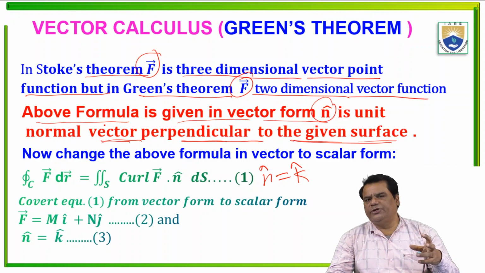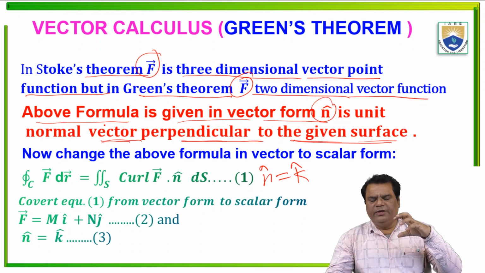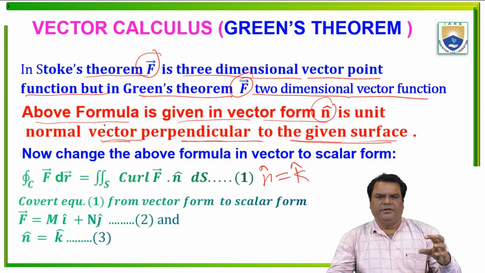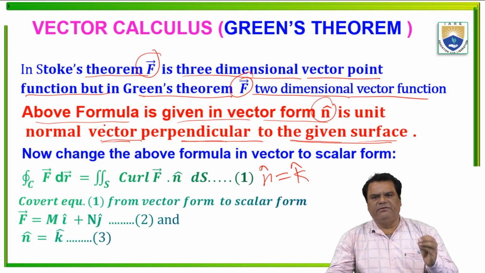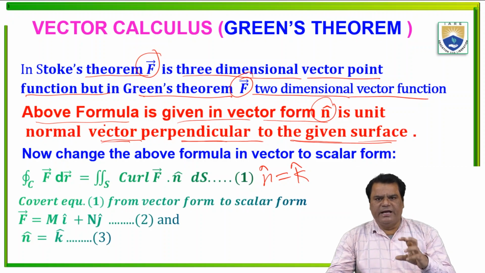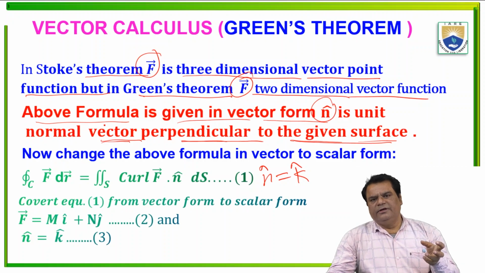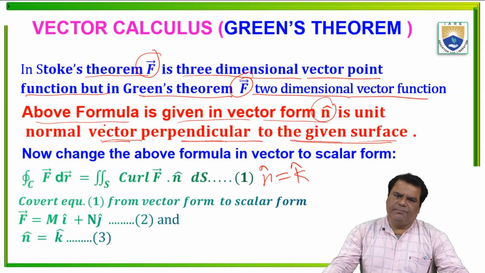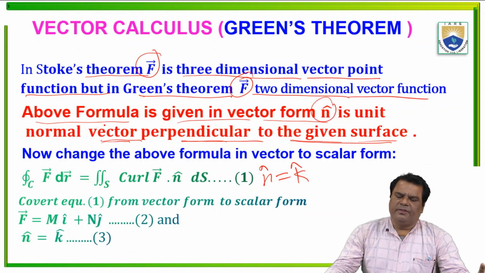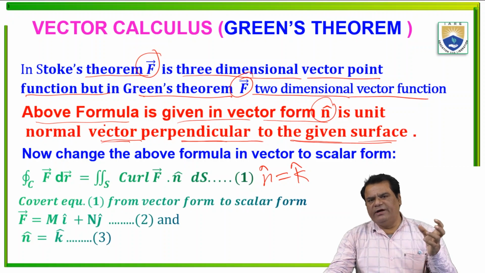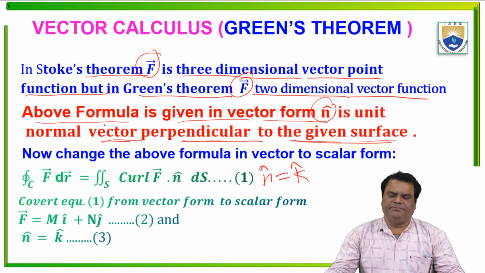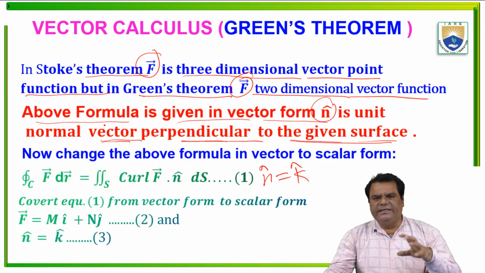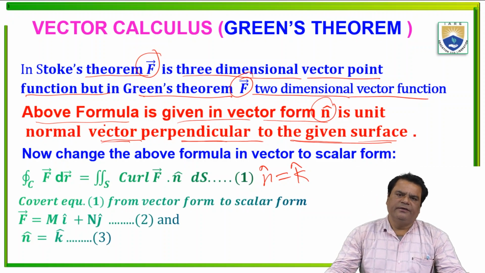What is the difference between Stokes theorem and Green's theorem? Here we want to discuss the difference. In Stokes theorem, F is a three-dimensional vector point function. Then the direction of the unit normal vector n, which is perpendicular to the surface, is cos alpha i cap plus cos beta j cap plus cos gamma k cap. And the value of the F vector is F1 i cap plus F2 j cap plus F3 k cap. Then we apply these two values in the given formula, and that formula is known as Stokes theorem.